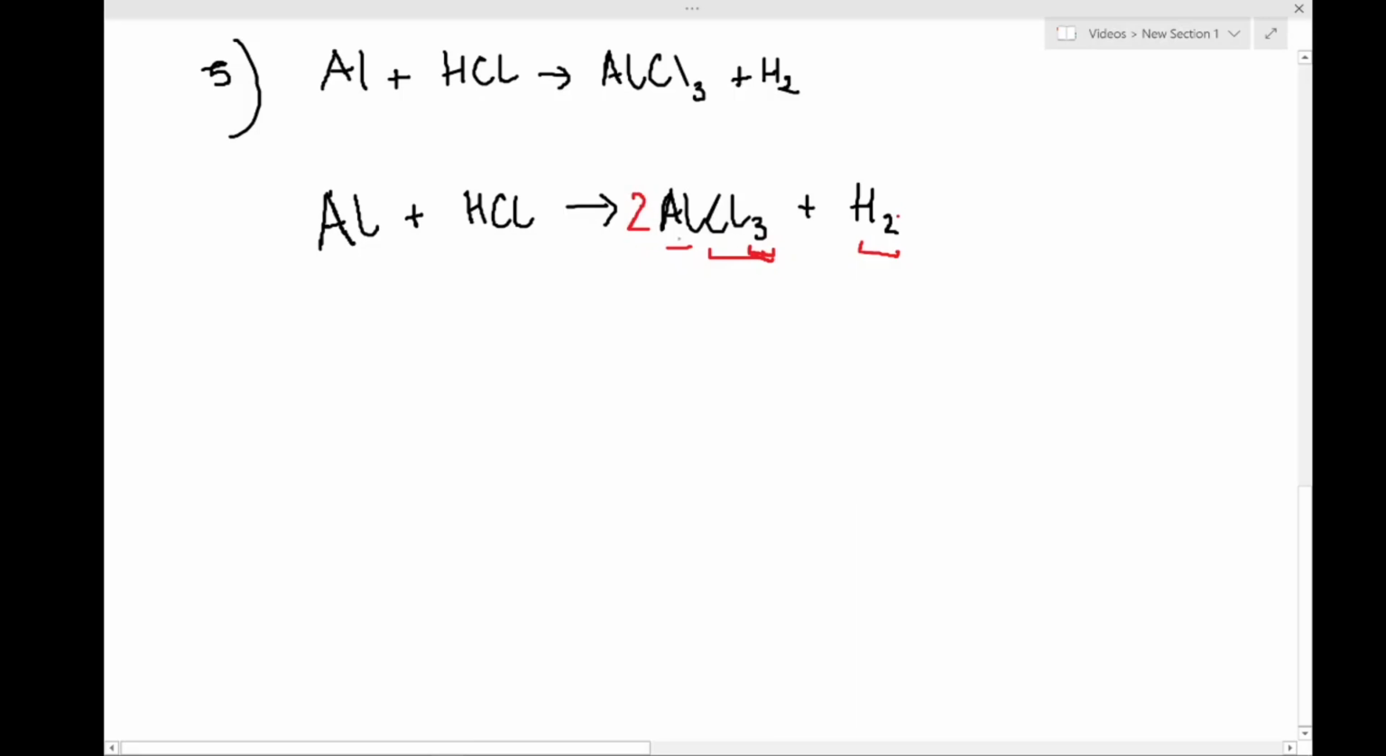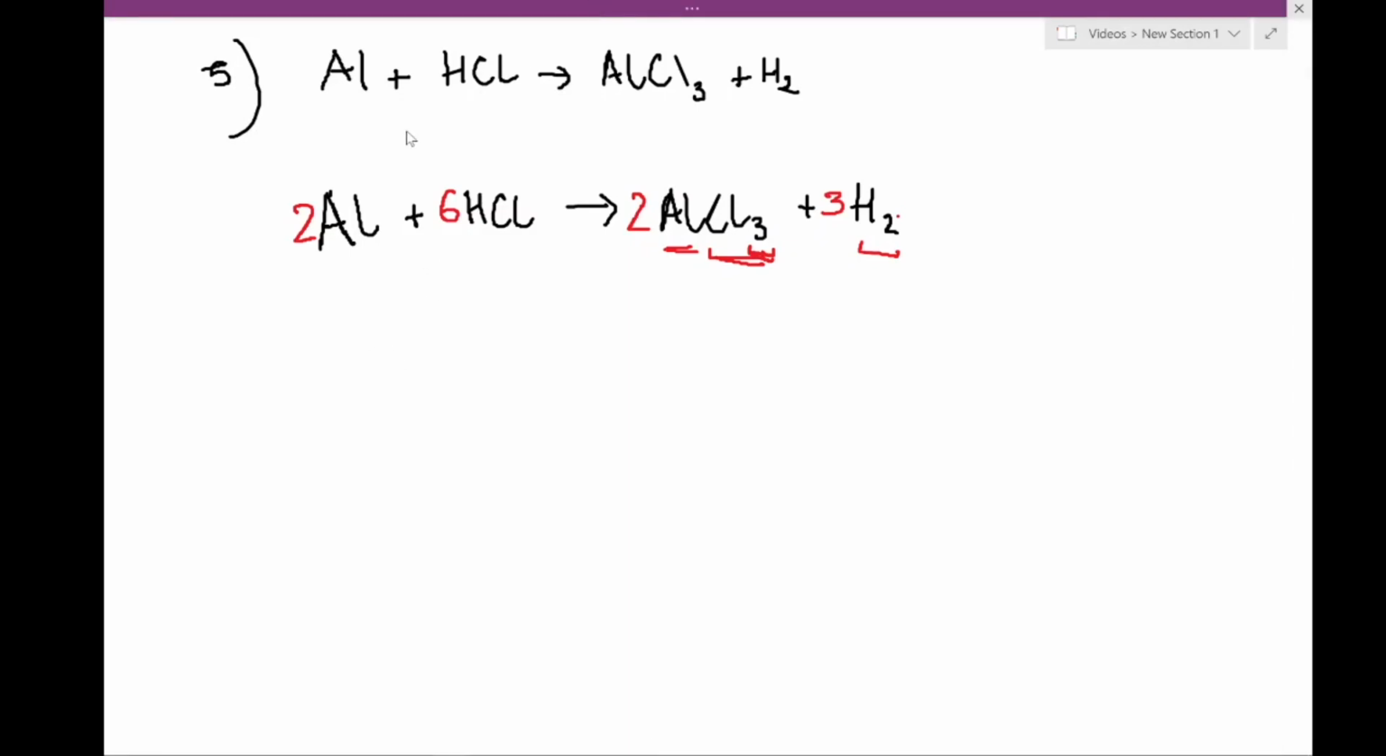Now, on the right-hand side, I have 2 aluminiums and I have 6 chlorines. So what do I want to do? I want to put a 6 here, which is going to give me 6 chlorines and 6 hydrogens. And then let's not forget the 2 for the aluminium, right? And now simply, I need to even out the hydrogens. So 6 hydrogens, what can I multiply 2 by to give me 6? 3, right?